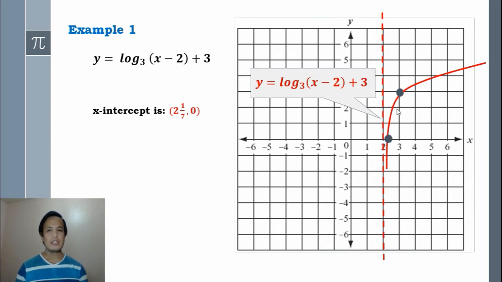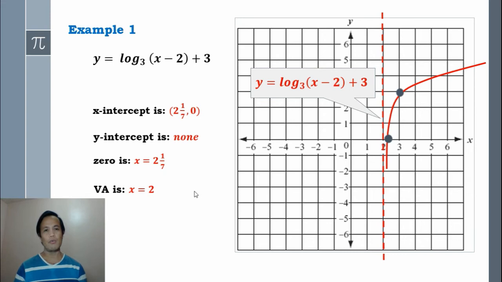And of course, the same, since the graph will not cross this vertical asymptote, more so, it will not cross the y-axis. So therefore, our y-intercept is none. Then the zero of the function is x equals 2 and 1 over 7. And of course, the vertical asymptote is x equals 2.